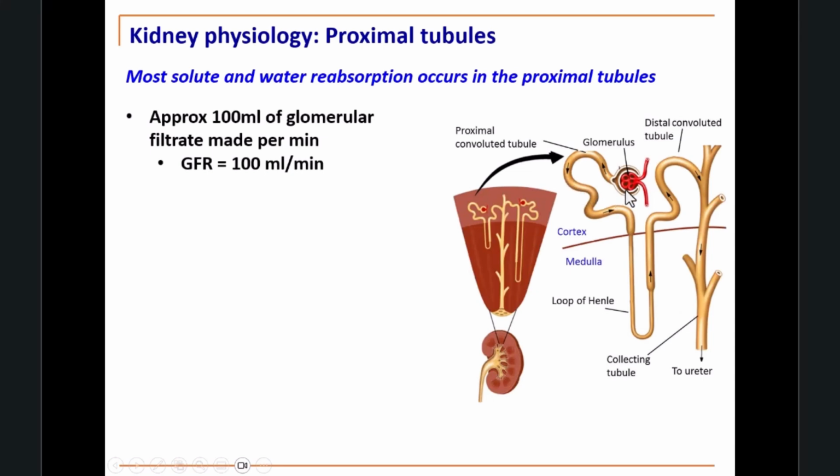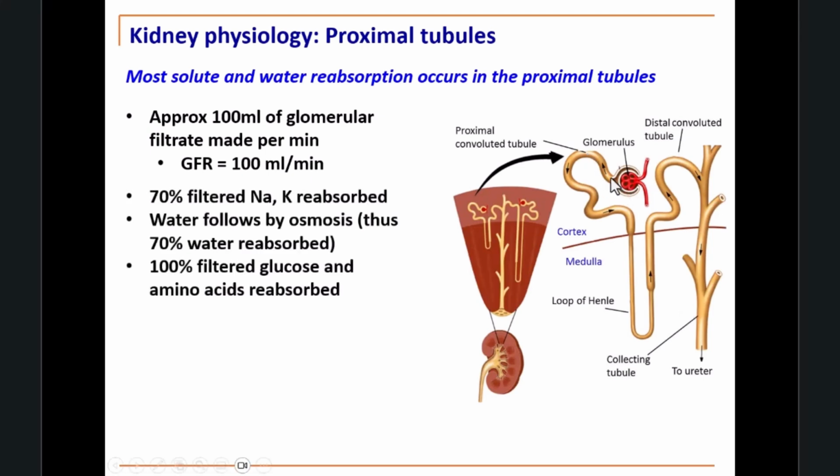And so remember, our GFR is about 100 mils per minute, so we make 100 mils of filtrate every minute. And of that, 70% of the sodium and potassium is reabsorbed. And as that is reabsorbed, the water follows by osmosis, so therefore 70% of the water is reabsorbed. In health, if you're not diabetic, all of the glucose is reabsorbed, and all of the amino acids that have also passed through there are reabsorbed. So we've reabsorbed, in essence, 70% of everything in our proximal convoluted tubules. Everything that is useful, I should say. The things that we don't want, we don't reabsorb.